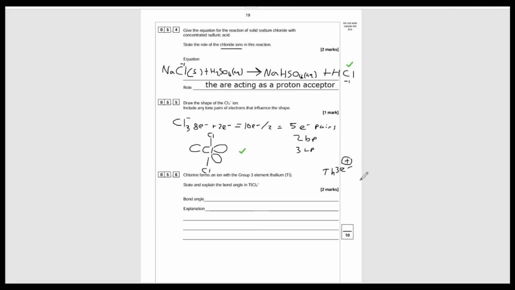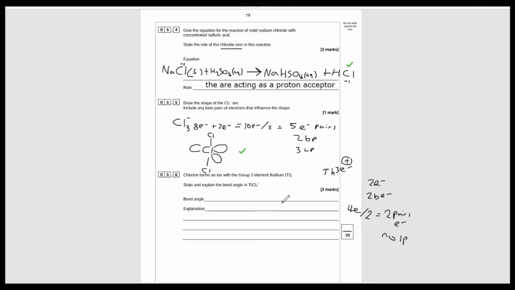So actually, there's only 2 electrons around thallium, and it has 2 bonds. So 2 bonded electrons as well that it's getting from the chlorides. So there's a total of 4 electrons divided by 2, ladies and gents, and that gives you 2 pairs. So we've only got 2 pairs of electrons and no lone pairs.